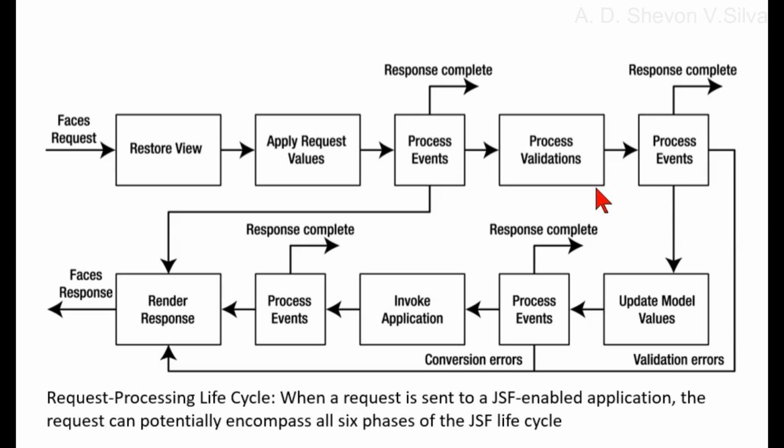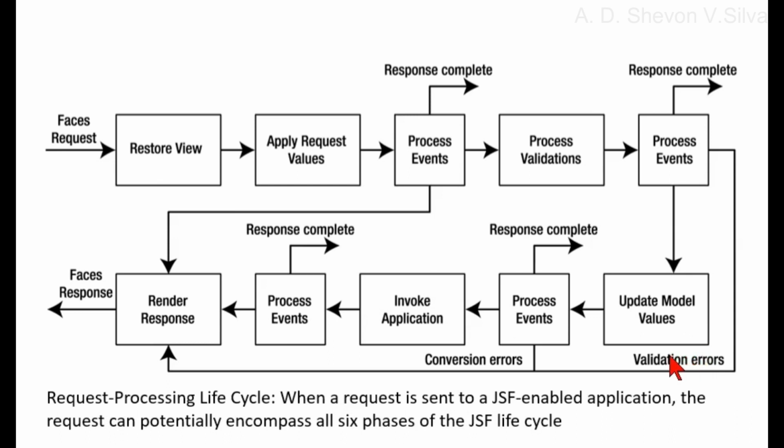Update model values. After all validations are complete, the model of the business objects that make up the application is updated with the validated data from the request. In addition, if any of the data needs to be converted to a different format to update the model, for example, converting a string to a date object, the conversion occurs in this phase. Conversion is needed when the data type of the property is not a string or a Java primitive.